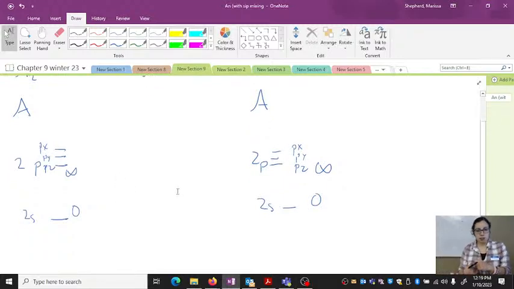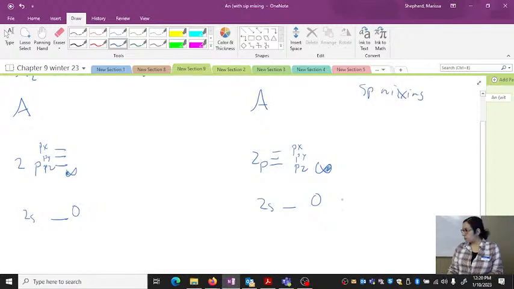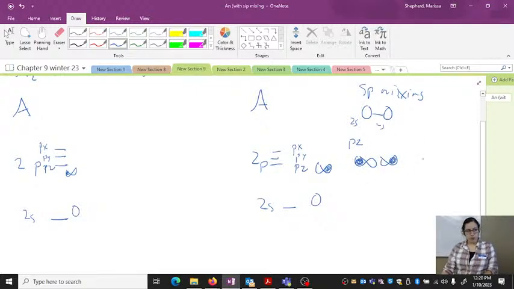Now we have to think of the most favorable bonding combination. Of course, the most favorable for sp mixing is going to be when they're all in phase. That means our two s orbitals are in phase, and also our pz is in phase. That would give us a really favorable bonding interaction.